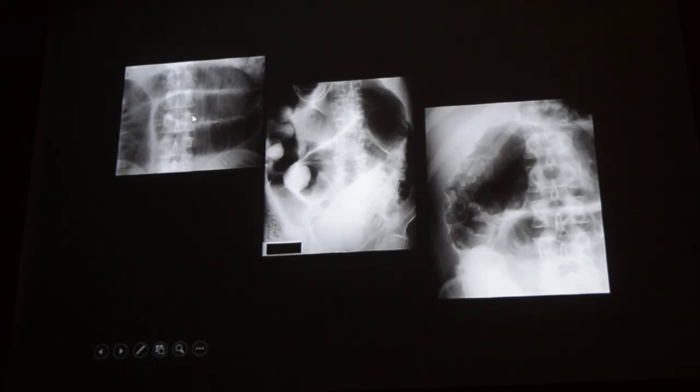This one is? Which part of the intestine is it? Jejunum. Why is it jejunum? How would you differentiate jejunum from ileum?